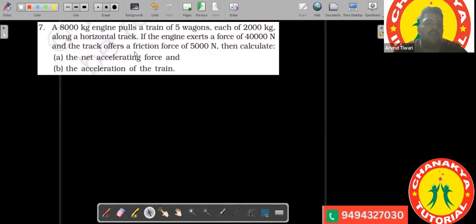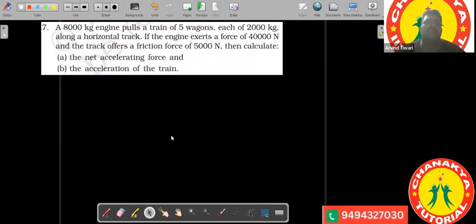Okay. So you have an 8,000 kilogram engine that pulls a train of 5 wagons, each of 2,000 kilograms, along a horizontal track. If the engine exerts a force of 40,000 Newton and the track offers a friction of 5,000 Newton, then calculate the net accelerating force and the net acceleration of the train.